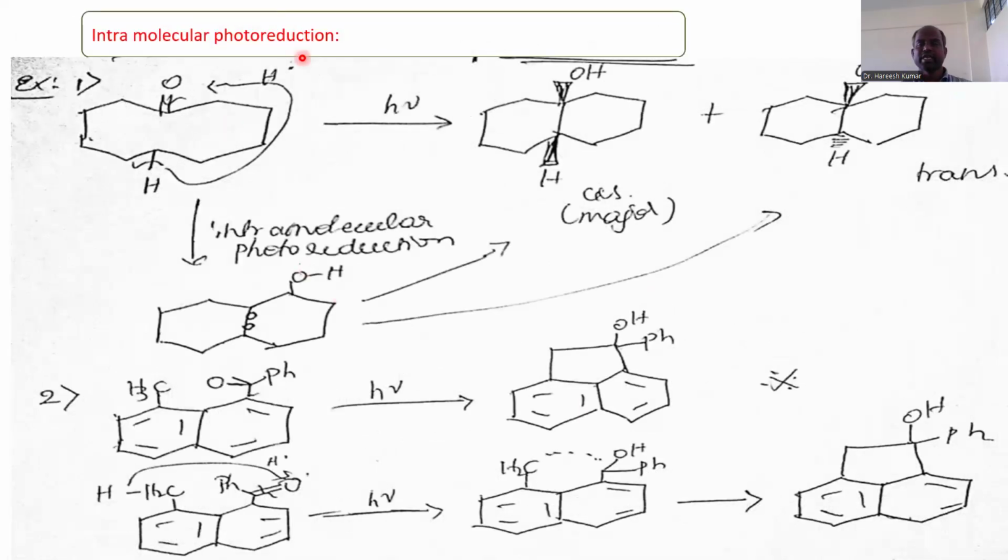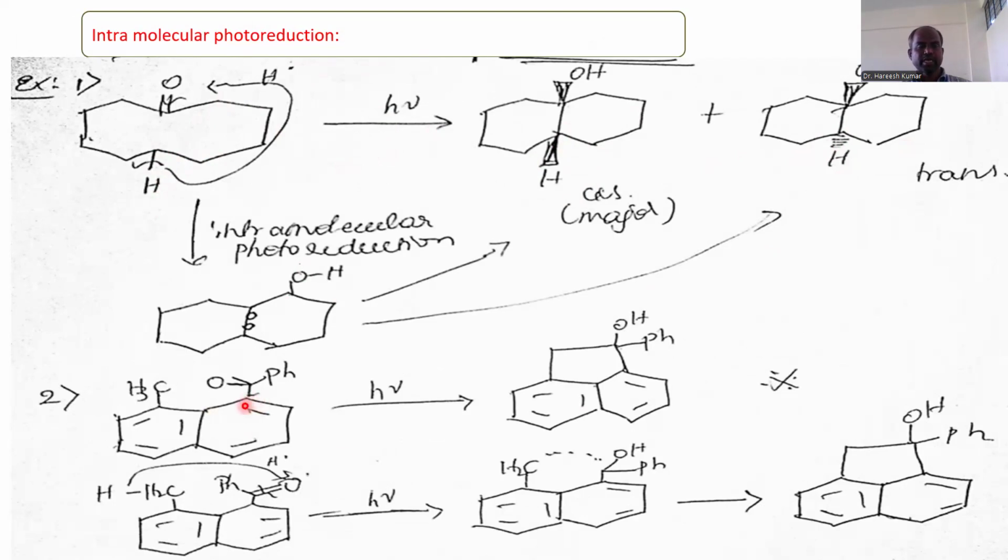In the next slide, I'm taking intramolecular photoreduction. Intramolecular photoreduction means the compound contains, more particularly, alpha, beta, gamma, delta positions, with a gamma hydrogen. In this case, the hydrogen is captured, forming a bicyclic compound. We have the bicyclic compound having ring junctions cis and trans. So the cis one will be the major product compared to the trans one.